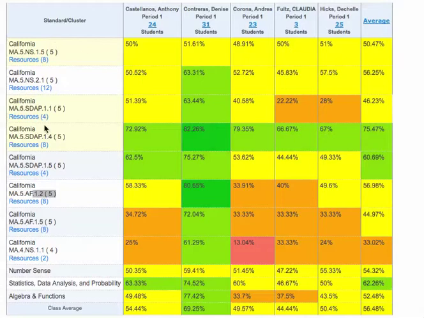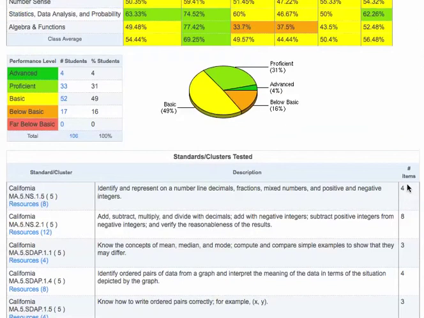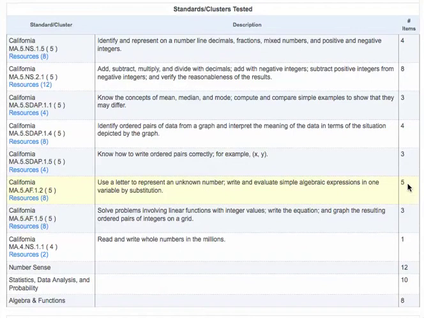Our numbers along the side here are California standards, such as this would be number sense 1.5, on down the line 2.1, etc. All these relate to a particular standard. And farther down the report, we can take a look at what those standards are. When we look at this, we can see that each one of those standards represents a specific skill that students are going to try to learn.